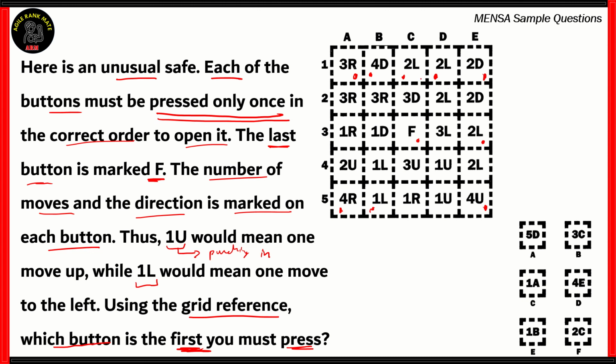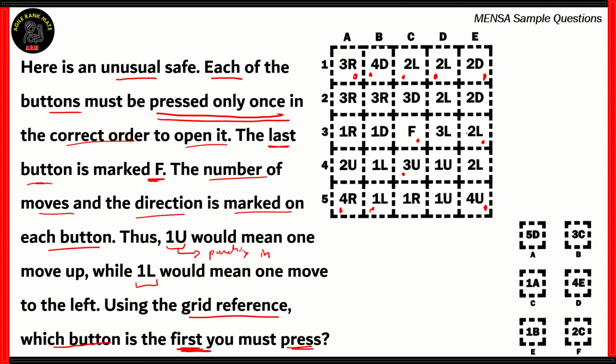Now, if you look at the first element of column C, you can see that row-wise all the buttons are already punched. So the only way to move forward is by any buttons in the column. And luckily you've got 3U. 3U, if you move 3 steps up, you get to 2L, which leads on to the rest of the sequence.